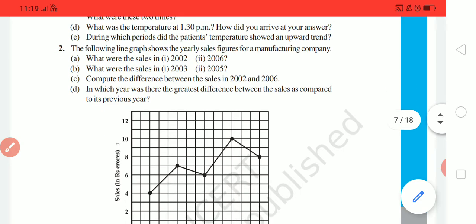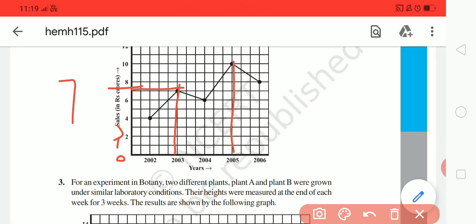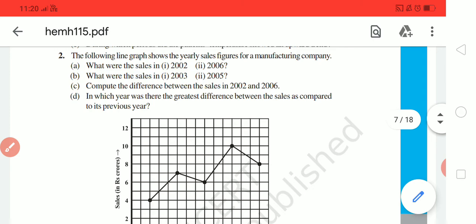So let us come to the next one. What were the sales in 2003 and 2005? You can see this is 2003, this is 2005. So it is 0, 1, then 2, then 3, then 4, right? So here we have 6, and then 7. So the answer at 2003 is 7 crores, and at 2005 it is 10 crores, right? So these are the answers.